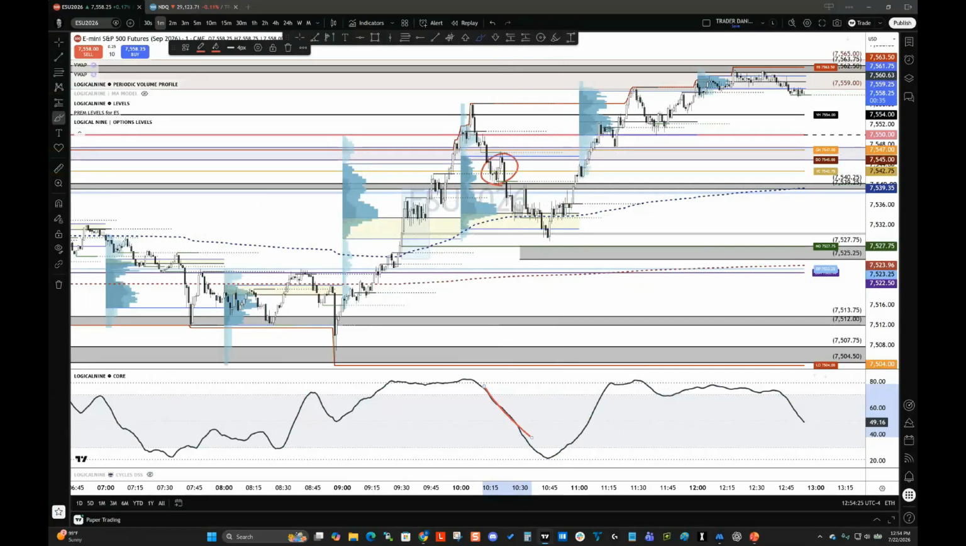When the line is above the high threshold and moving sideways, the bias is bullish. Like in this case, the bias is bullish. When the line is below the low threshold and moving sideways, the bias is bearish.